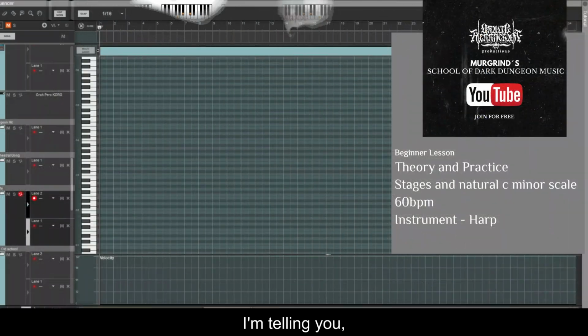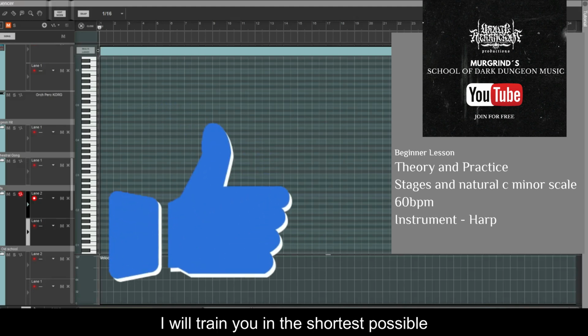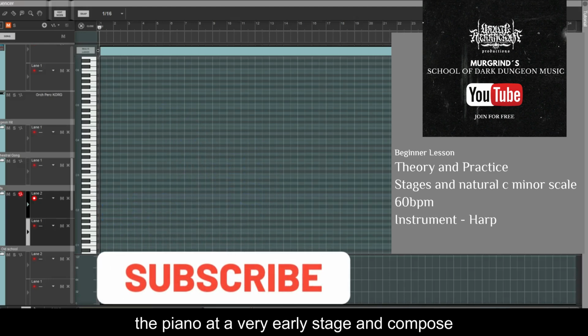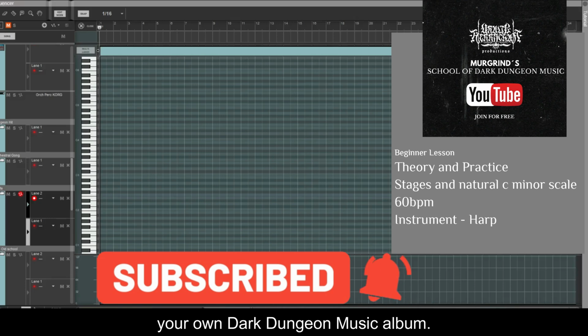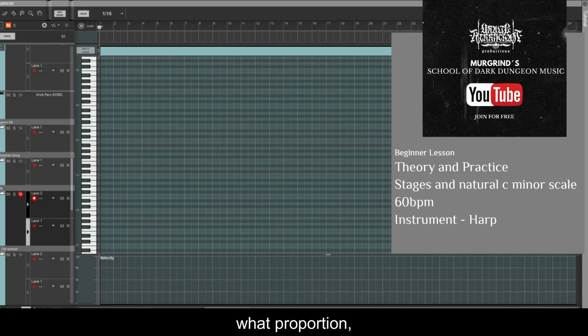No way, I'm telling you, we don't need everything by a long shot and most of it at a high level. I will train you in the shortest possible time so that you can simply play freely on the piano at a very early stage and compose your own Dark Dungeon music album. I will show you exactly what you need, in what proportion and for what it makes sense.